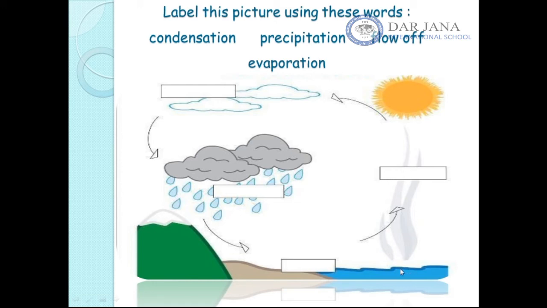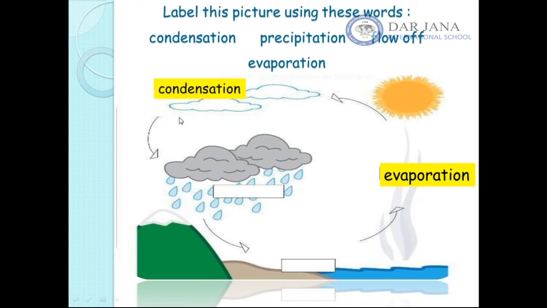What's happening over here? We have here the water changing from a liquid to a gas, which we call the water vapor. And the change from liquid to gas, what do we call it? Do we call it condensation, precipitation, flow off, or evaporation? We call it evaporation. Over here, this hot water vapor will start to cool down, and it will again be water drops. So what do we call this process, the change from gas to liquid? Condensation, precipitation, or flow off? We call it condensation, forming clouds.